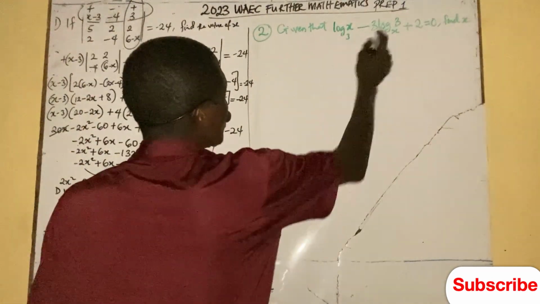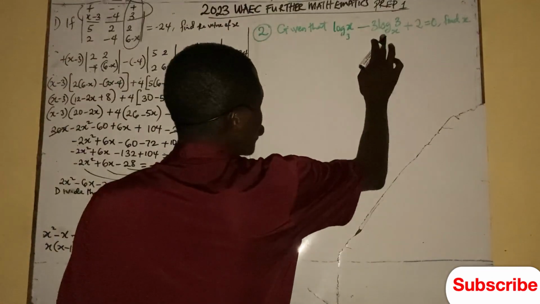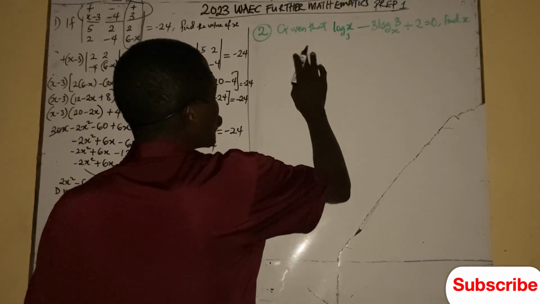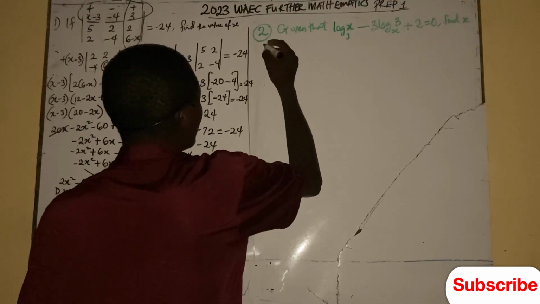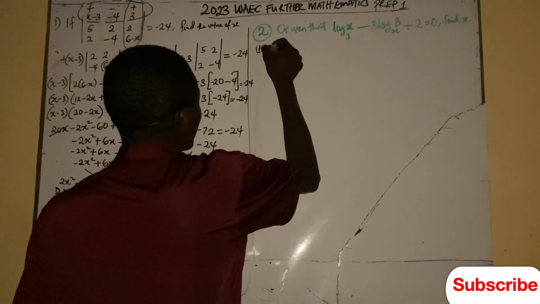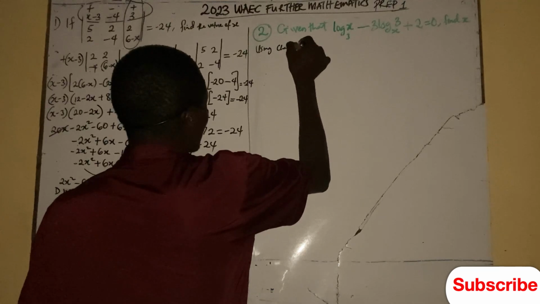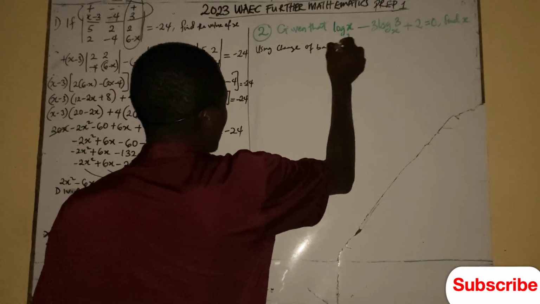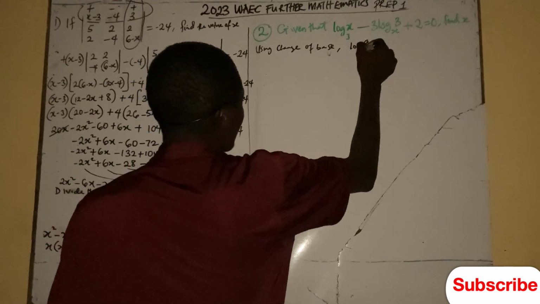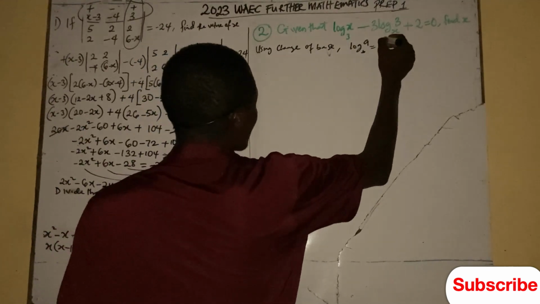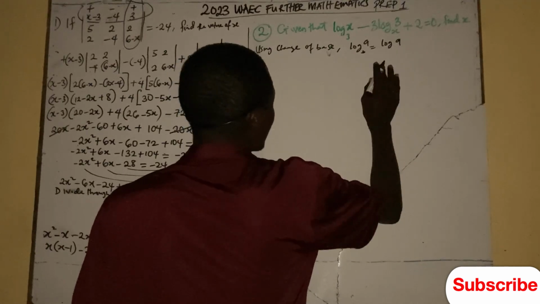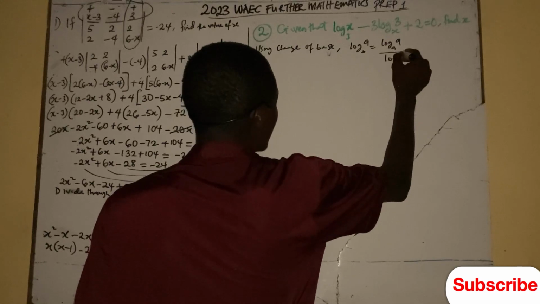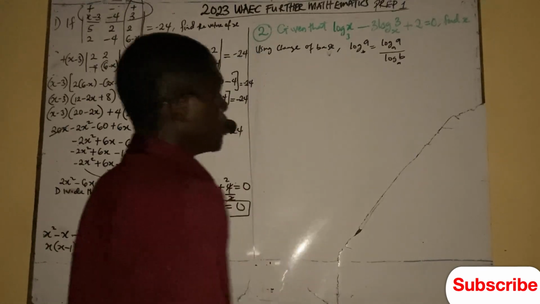How do I change log 3 base x? You can use a change of base. So apply change of base here, which says when you have log a base b, you can have it as log a base a all over log b base a. So that's what I want to do.